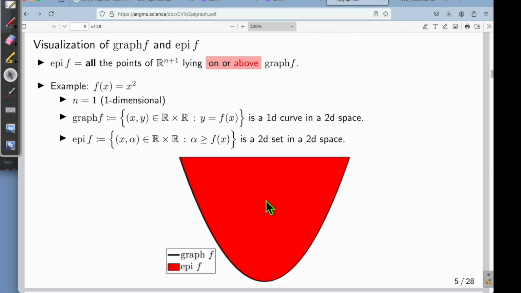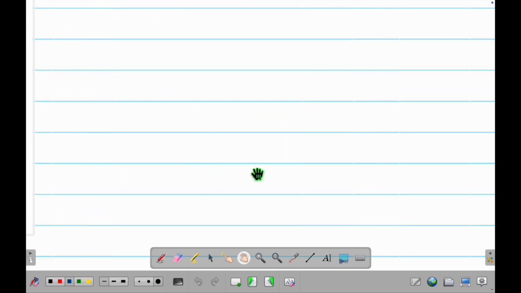What is the visualization? Well, visualization is just this, right? And even about the graph of f. And now this is funny. This is easy, right? Now let's talk about the not so easy thing.